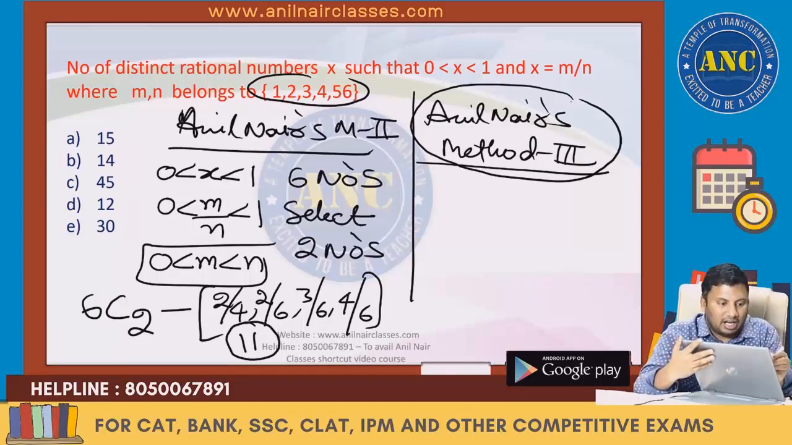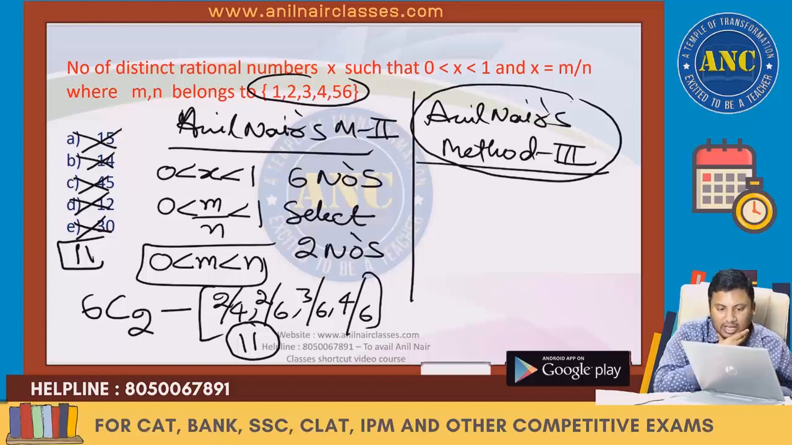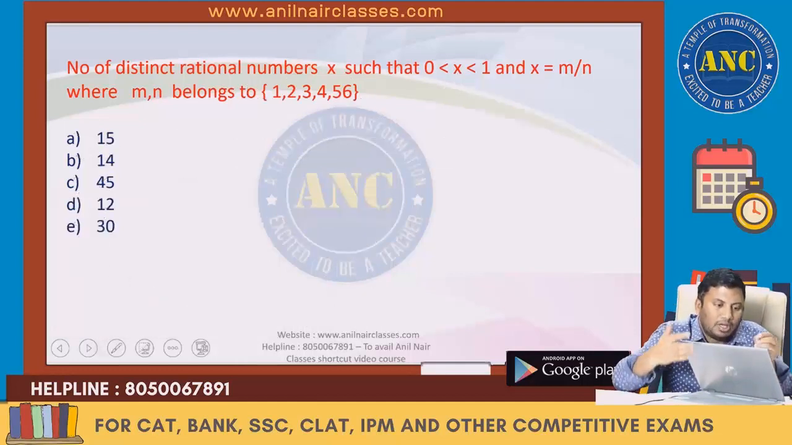The answer is none of these. The answer for this question is 11. 6C2 minus 4 is 11. Method 2 over. Method 3, please write down.